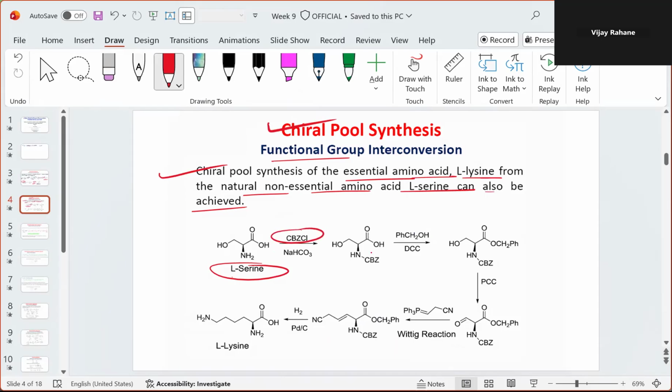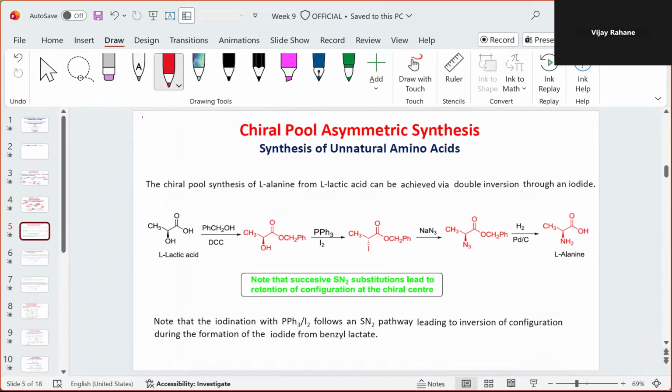First CBZ protection, followed by the esterification, and then oxidation of this alcohol using pyridinium chlorochromate to give the aldehyde. Once the aldehyde is formed, the Wittig reaction is followed by the H2, Pd/C reduction. It is the same example, I just repeated it, so we are not going to look at that one.